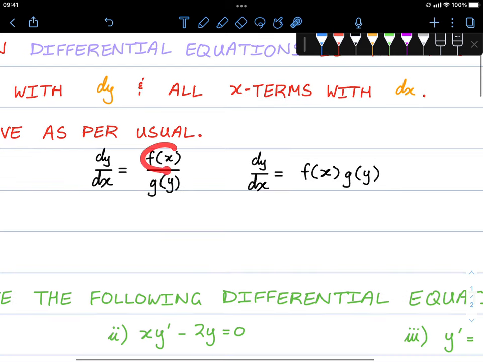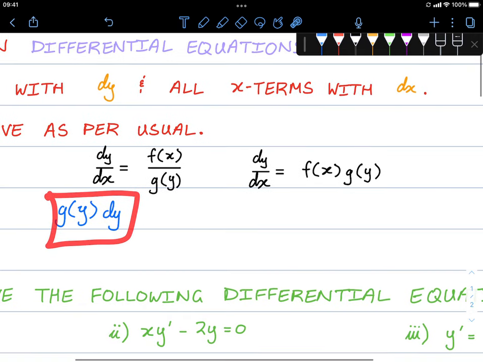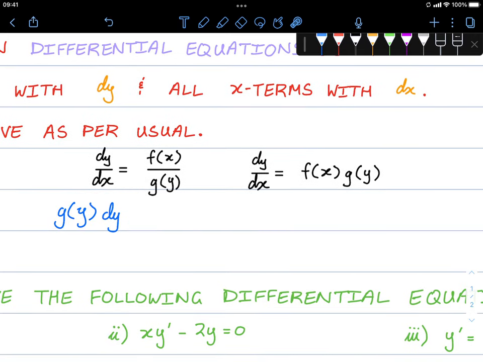So if we have a function of x divided by a function of y, we can actually multiply g of y with dy. So we've separated g of y with dy, the functions of y with the dy. We multiply by dx, and on the right hand side, we get f of x dx. And then from here, we would integrate as per usual.